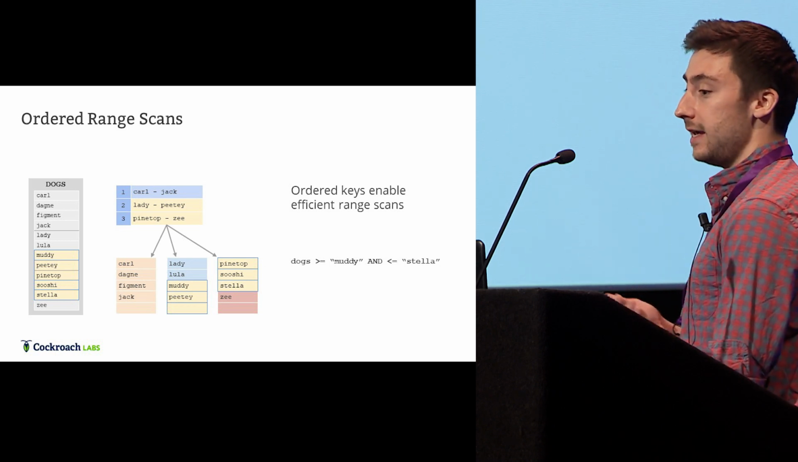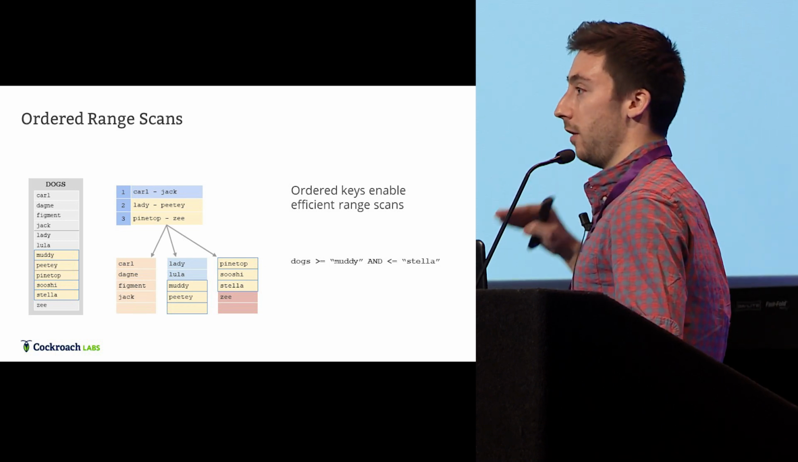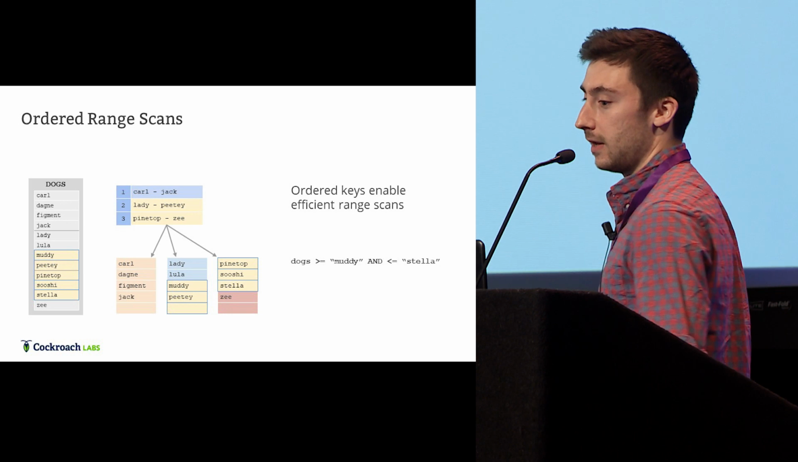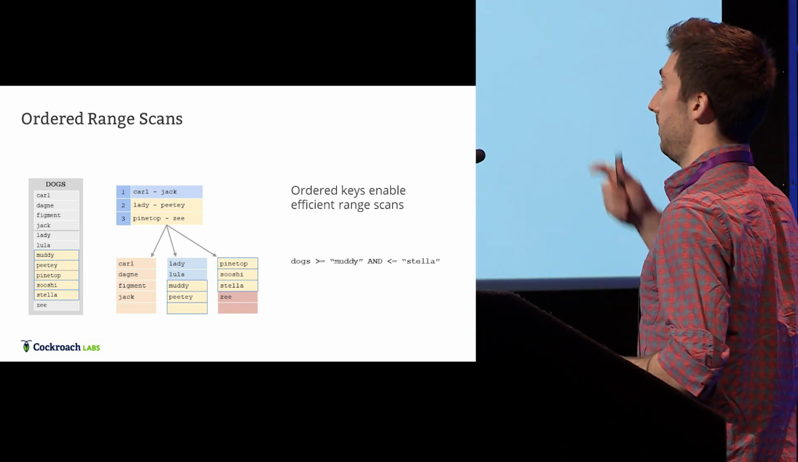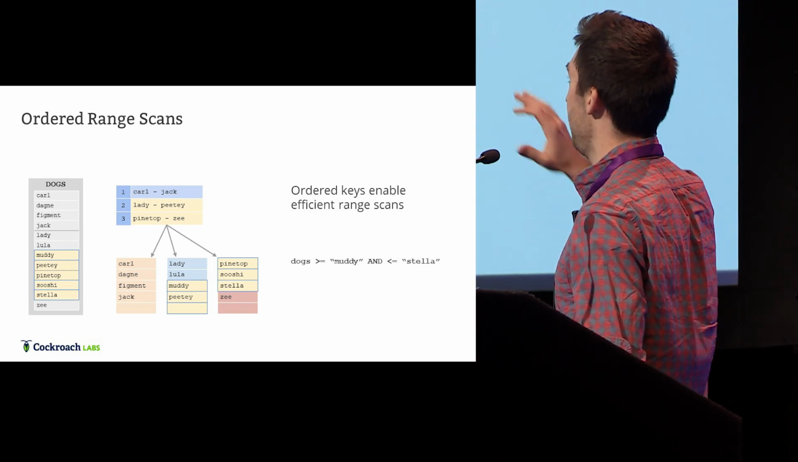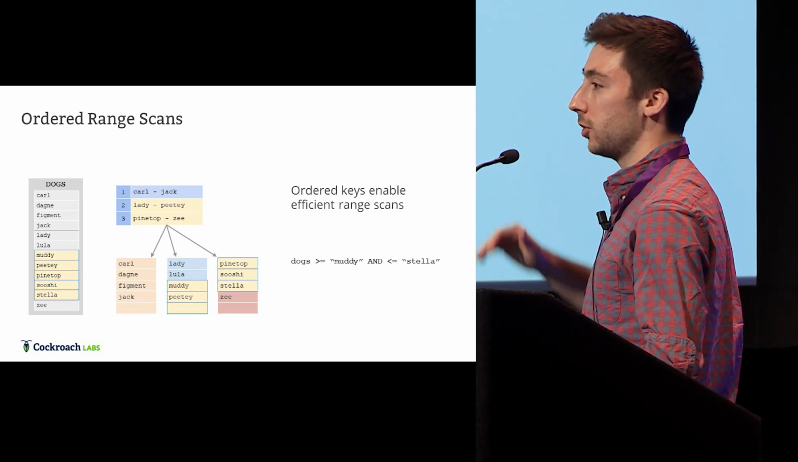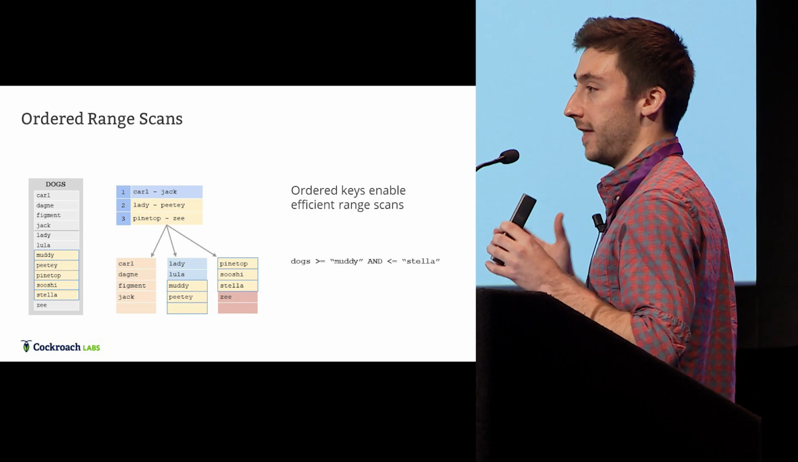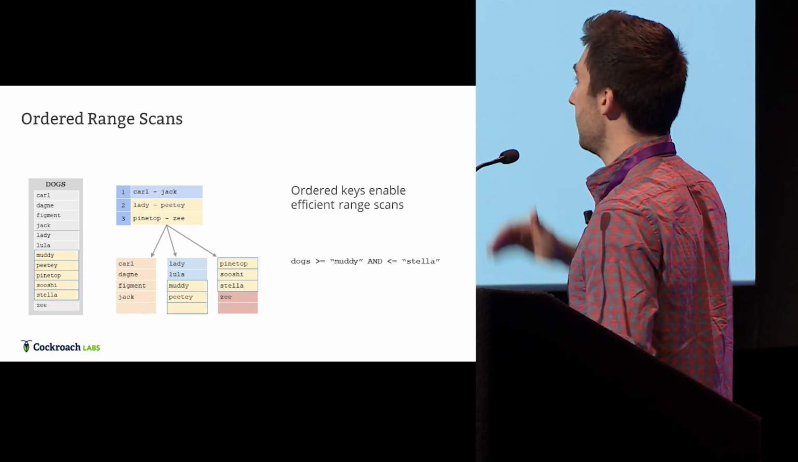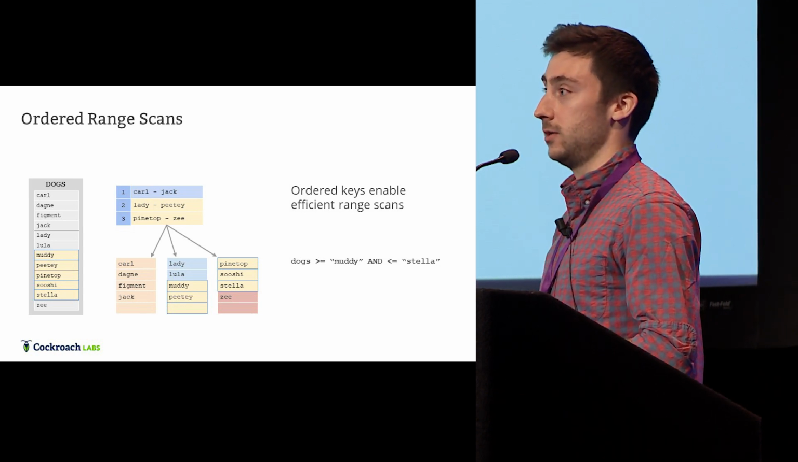So the fully ordered keys enable efficient scans of ranges. Here's a depiction of scanning between a dogs table between the names Muddy and Stella. And you can see that we're using the indexing structure to look up exactly what ranges store that span of keys, and then scanning just over those keys.